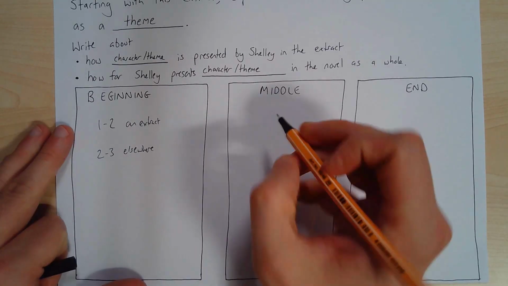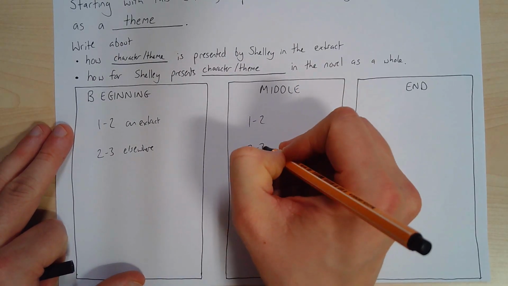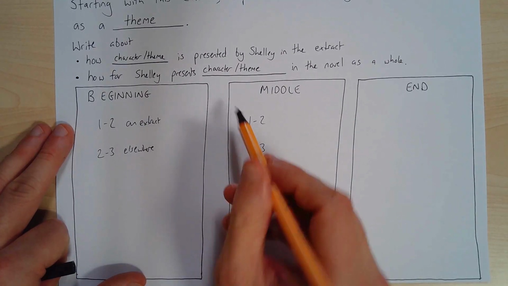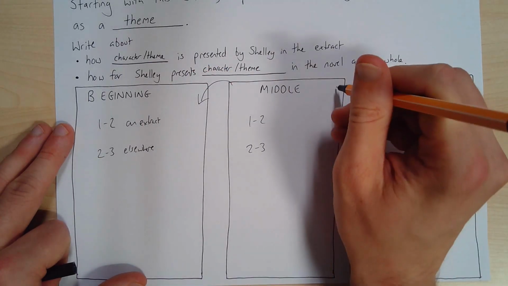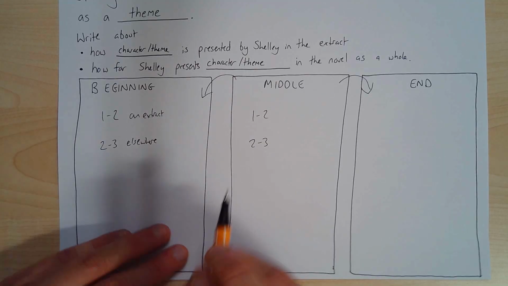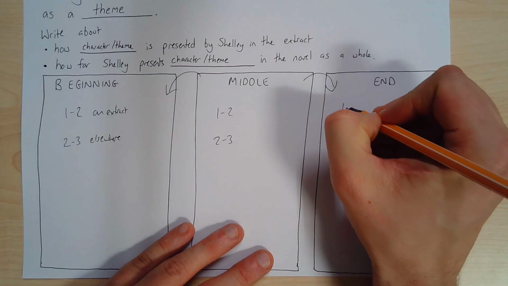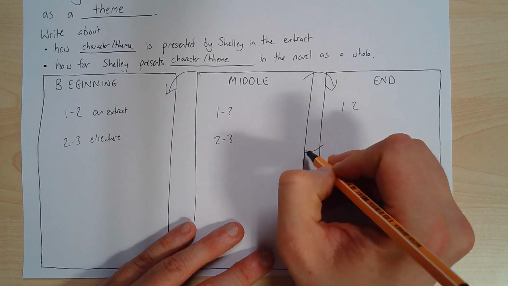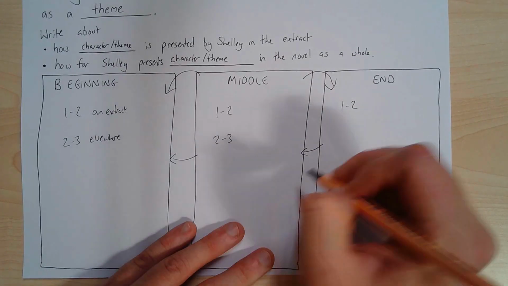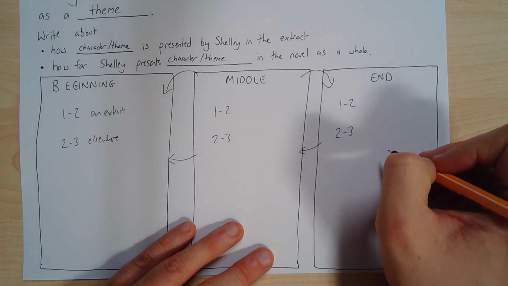If you get the middle, it's exactly the same. You do 1 to 2 and then 2 to 3 elsewhere. But obviously your elsewhere, you might go back to the beginning and then go forward to the end. The end would be quite a nice one to get, because you do 1 to 2 on the ending, and then you think about how have we got up to this point, what's happened in the middle and the beginning that's led us to this ending.